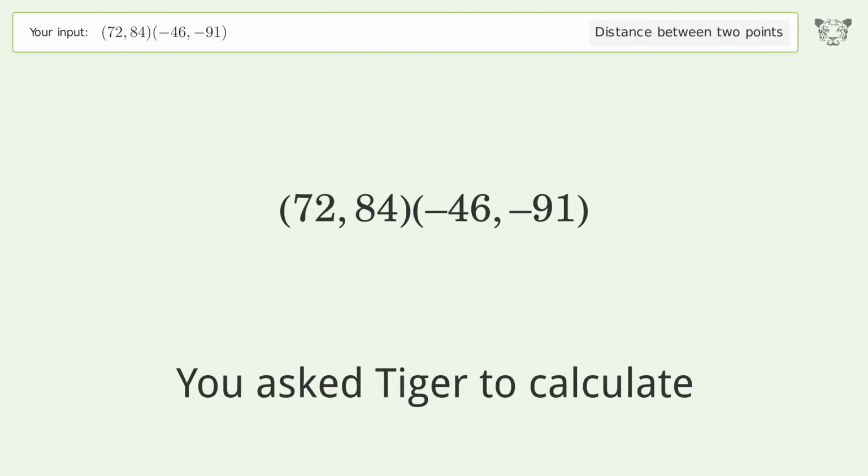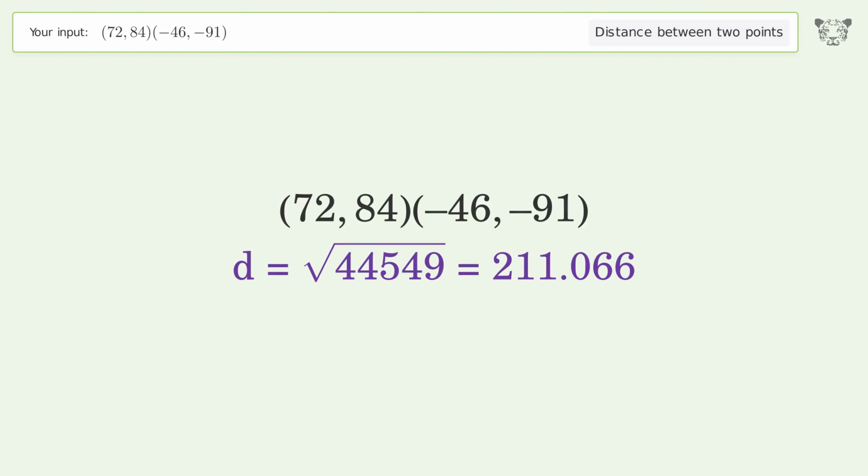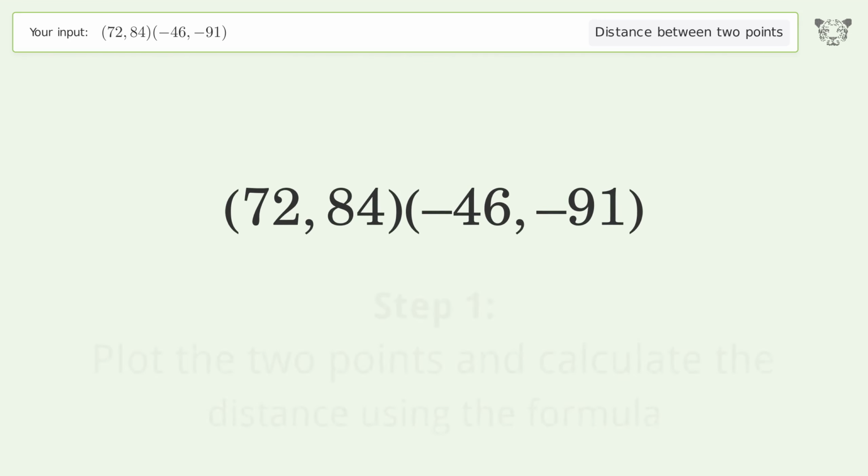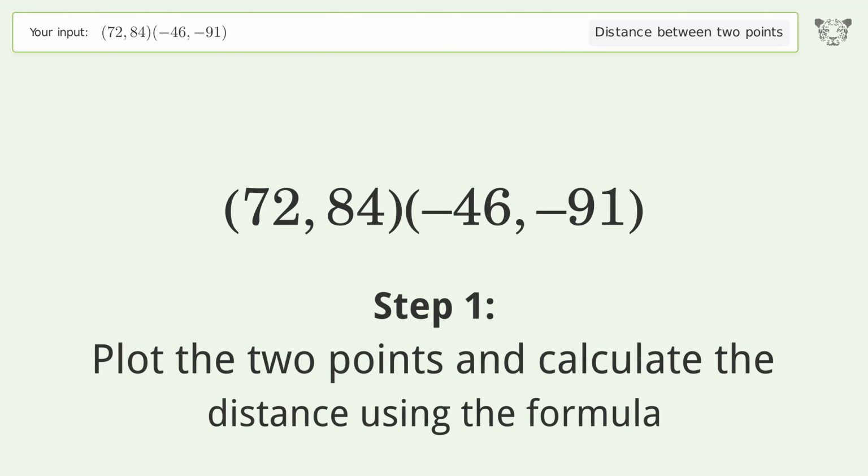You ask Tiger to calculate. This deals with the distance between 2 points. The distance between the 2 points is the square root of 44,549 or 211.066. Let's solve it step by step. Plot the 2 points and calculate the distance using the formula.